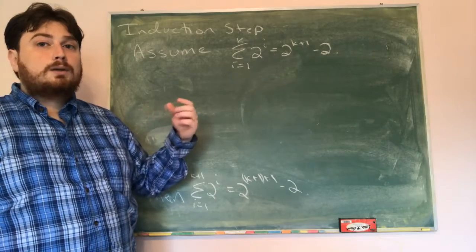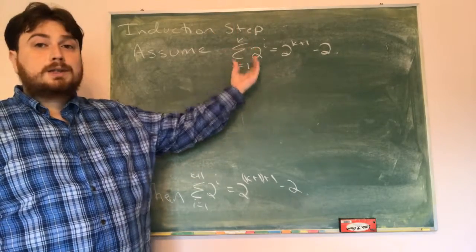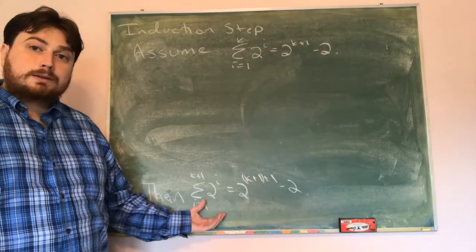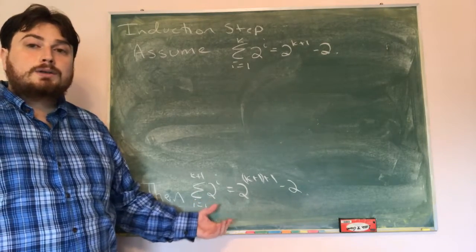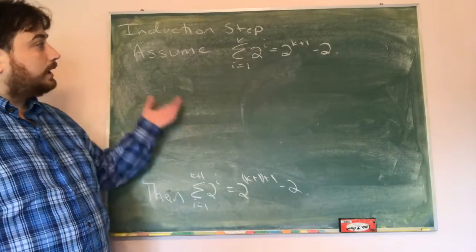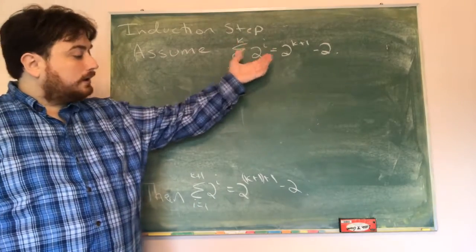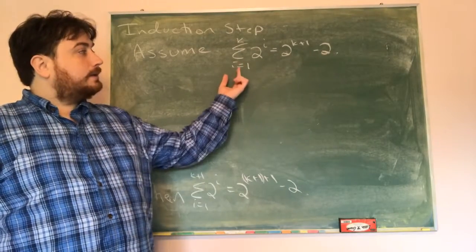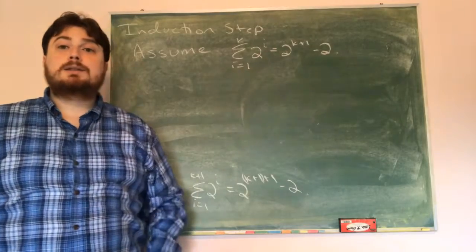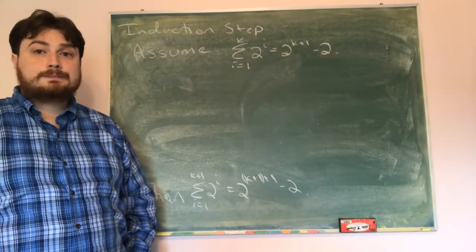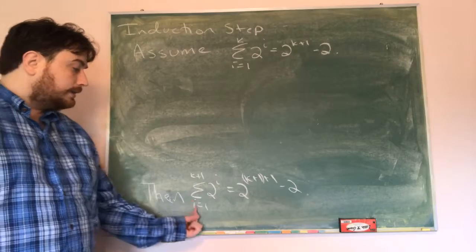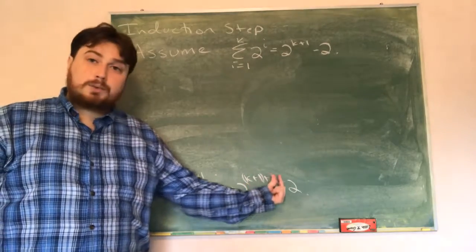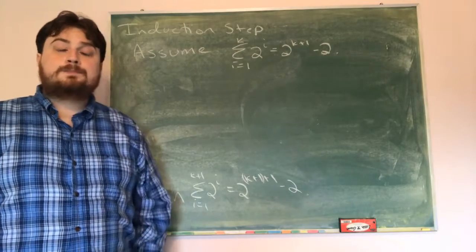And then, based on the fact that it's true for this k, I have to show that that would imply that it's true for the next term, or the k plus 1 term. So our goal in the induction step is to say, okay, if it was true for k, let's show it's true for k plus 1. And so we get to assume that the sum from 1 to k of 2 to the i is 2 to the k plus 1 minus 2. And what we have to prove is that the sum from 1 to k plus 1 of 2 to the i is 2 to the k plus 2 minus 2.